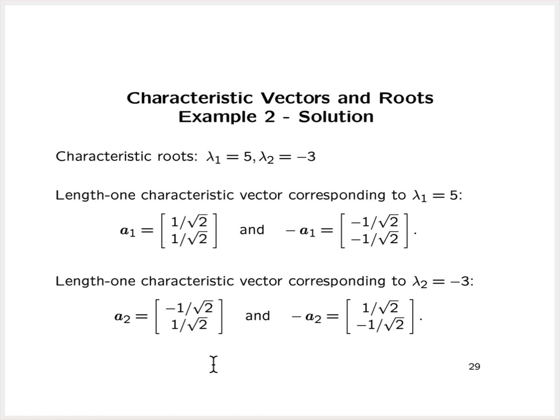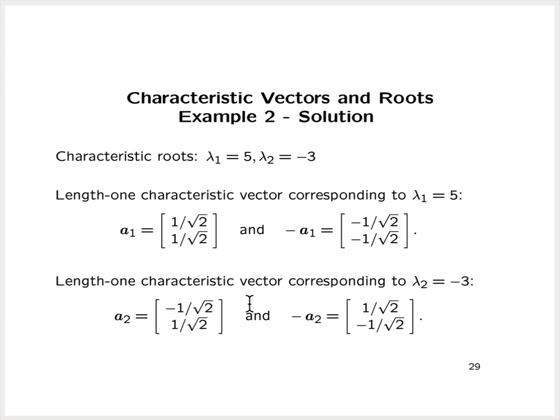Okay, so for this matrix, lambda 1 is equal to 5 and lambda 2 is equal to negative 3. Corresponding to lambda 1 equal to 5, we have this length 1 characteristic vector here. We're not going to pay too much attention to these right now or do anything mathematically with them, but we'll use them later on as we look at some of the other multivariate methodologies.